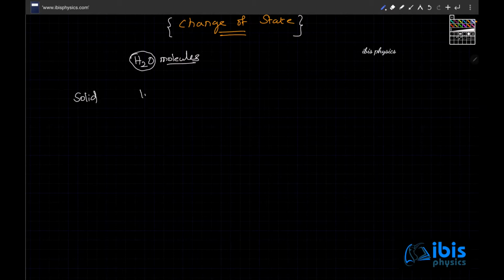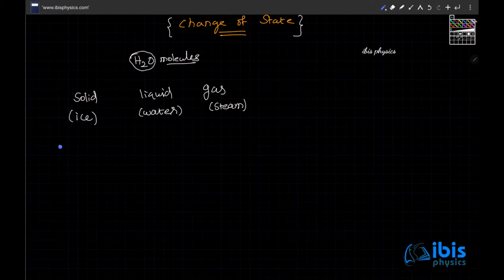Solid, liquid and gaseous state. When in solid state we call it ice, in liquid state we call it water, in gaseous state we call it steam. But the same group of H2O molecules exist as a solid, they exist as a liquid and they exist as a gas.